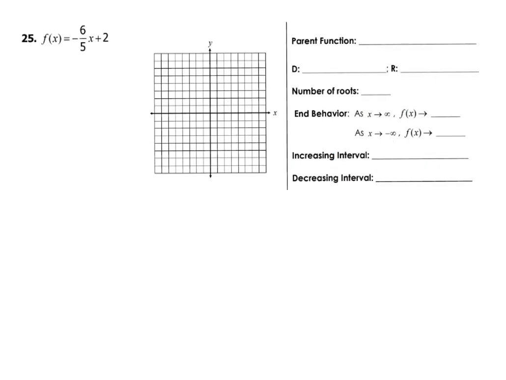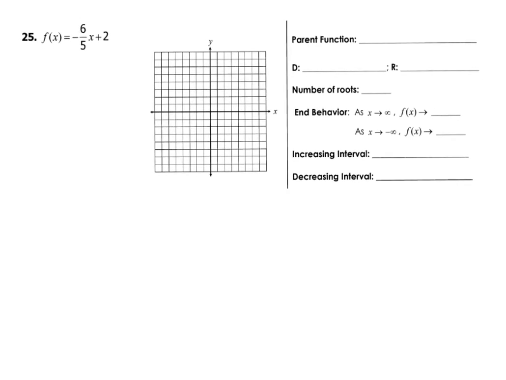Okay, that's it. Number 25, we have f of x equals negative 6/5 x plus 2. Now right here, this x does not have a squared sign, does not have absolute value bars around it. This is a linear equation, which is going to be a line. When we graph these, we're thinking of how it compares to y equals mx plus b. The b value is 2. The b value is where you start on the y-axis. So we're starting at positive 2. That's my first dot.